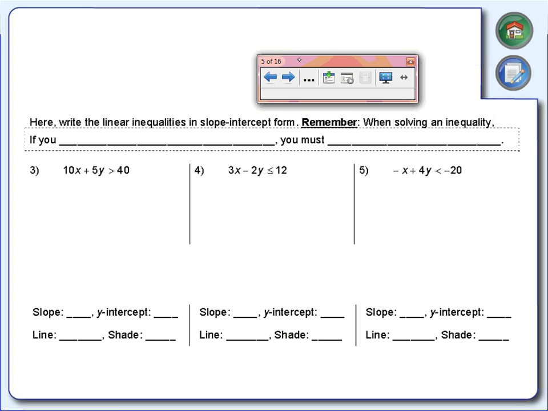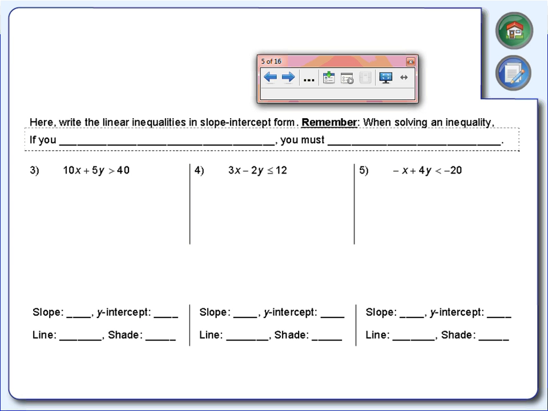Now, the 2 examples that I just gave you were in slope-intercept form. That is not always the case. Sometimes we have to rewrite them so that they are in slope-intercept form. But if you'll notice there, it says, remember, when solving an inequality, if you blank, you must blank. Anybody know what those 2 blanks are? If you divide by negatives, what do you got to do? Switch the sign. All right, so that's what we need.